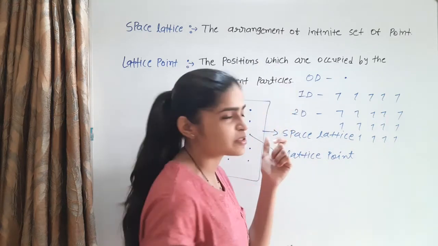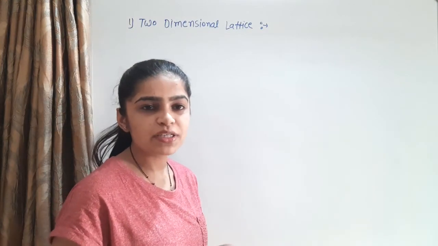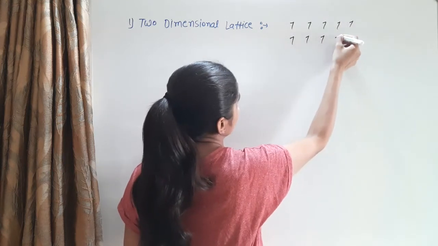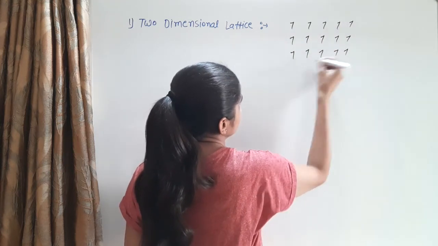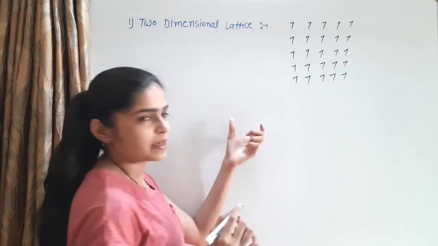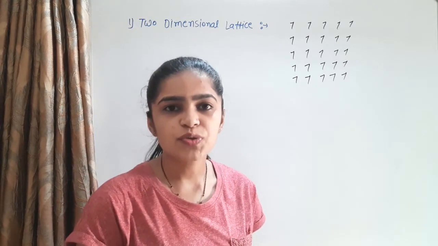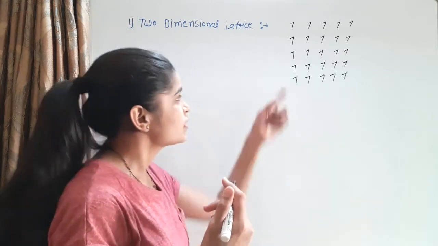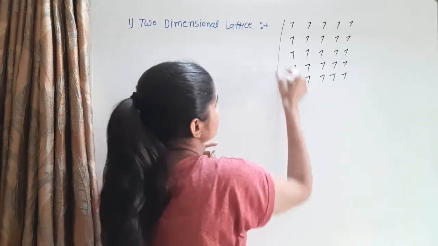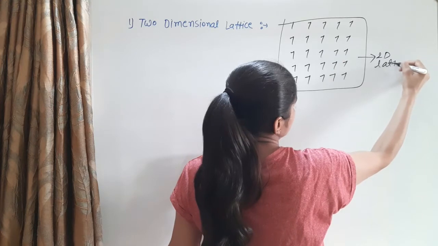This is the 2 dimension. 2 dimension means a plane is present. In a 2 dimension lattice, constituent particles are present in rows and columns. In the 2 dimension lattice, there is a regular arrangement of the constituent particles in a plane. For example, this is one constituent particle, an atom. This gives the plane. So this is the 2 dimension lattice.